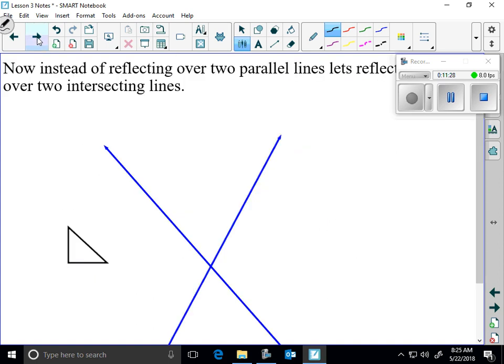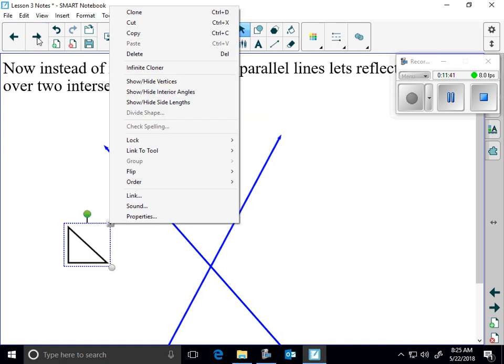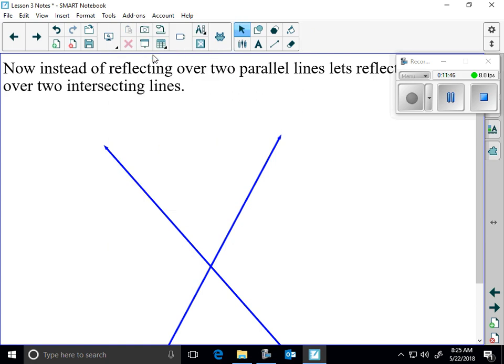Cool. All right, but what if I do this? What if I reflect this thing over intersecting lines? Oh, this is going to be kind of funky. I think I'm going to change this image. I'm going to delete this. Delete. Where are you? Delete. Let's do something maybe a little more fun.